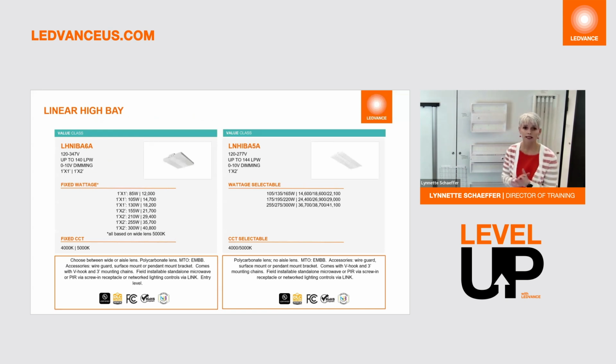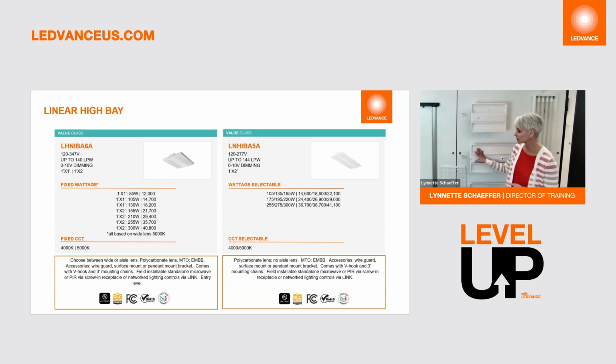So next, let's go ahead and get into some products. Here we have two linear high bays. They have a number of great things in common. First of all, they both feature the split lens, which is always kind of cool because it gives it a more modern look. They also come with the V-hook and 3-foot chain in the box, so you don't have to worry about mounting accessories. If these will do the trick, you've got them in the box ready to go.